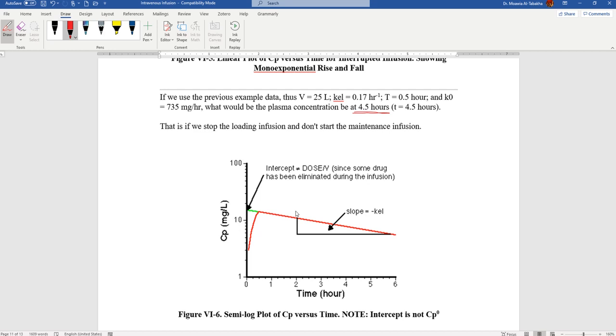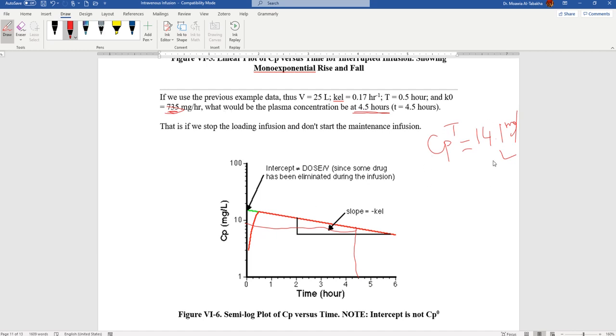The question is, at 4.5 hours, 4.5 here, okay, what is going to be the concentration? How do I do that? First, I need to calculate my CPT capital, right? I already know my CPT capital because I made this K0 so that in half an hour I will reach 14.1 milligram per liter.